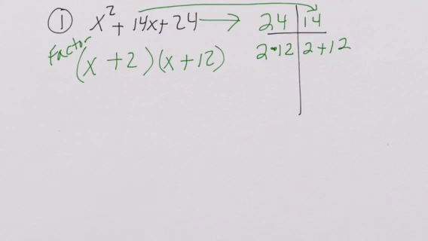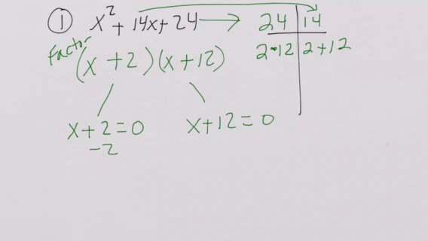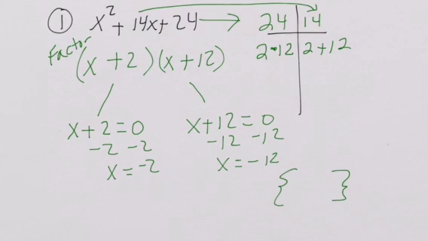If we are asked to solve, we take these two and set them equal to 0. So x plus 2 is equal to 0. x plus 12 is equal to 0. Solve for x. We're going to zero pair. So x is equal to negative 2. Zero pair. x is equal to negative 12. So our solution for this trinomial would be negative 12 and negative 2.